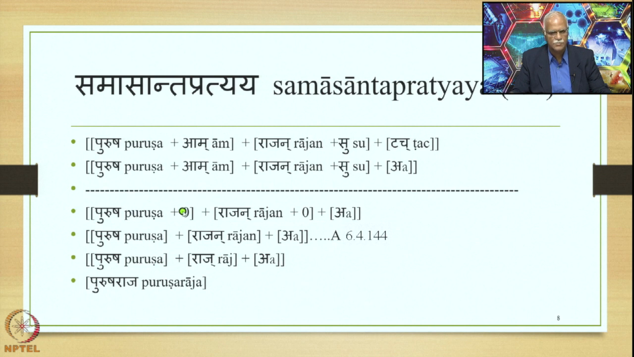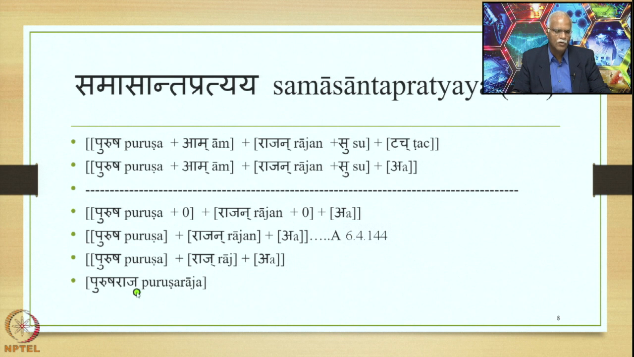Obviously then the sup vibhakti is dropped. So we have Purusha Rajan A and then Purusha Rajan A. Then we apply 6.4.148, which deletes the an of this Rajan. And so we have Purusha plus Raj plus A. And finally we derive the compound output in the form of Purusha Raja.